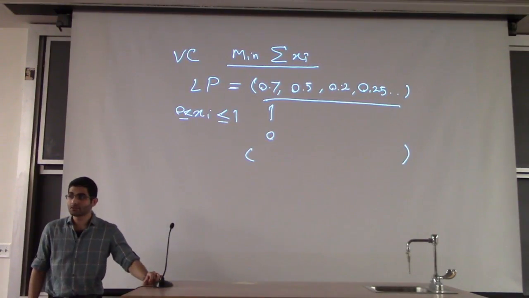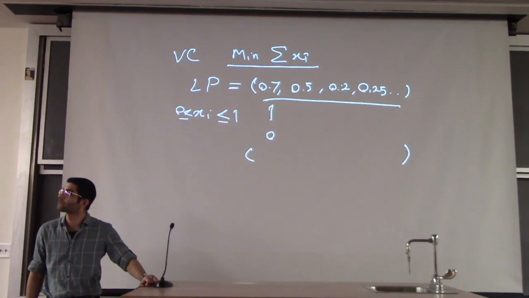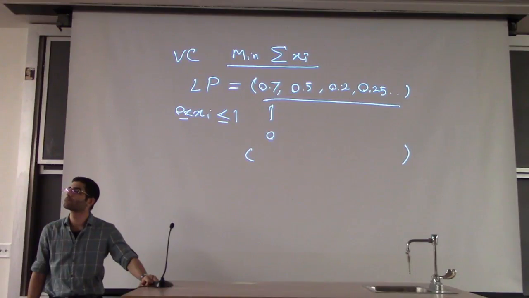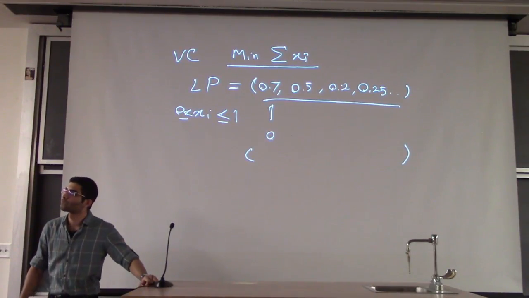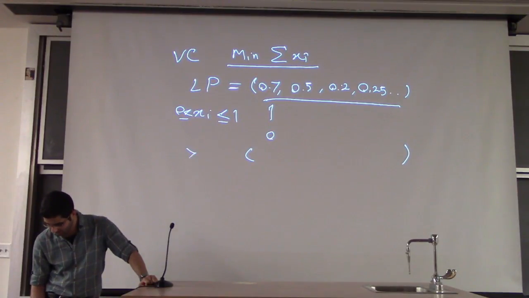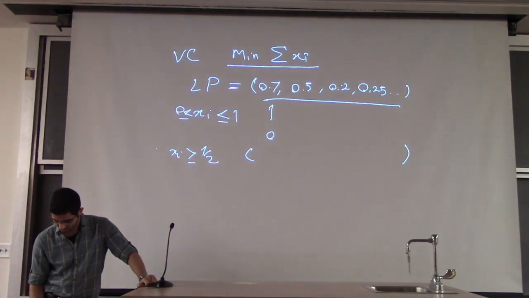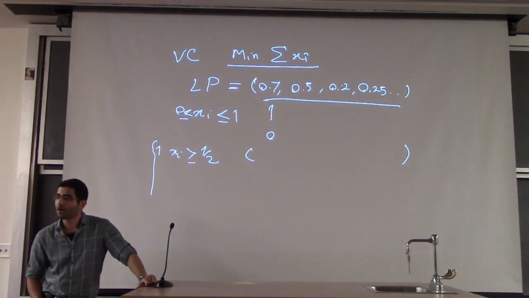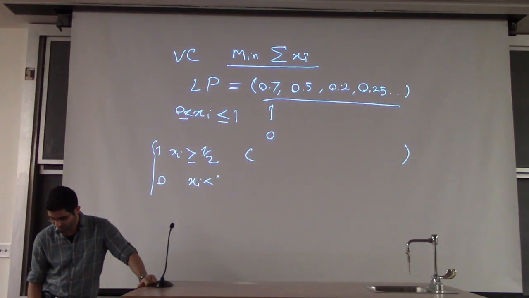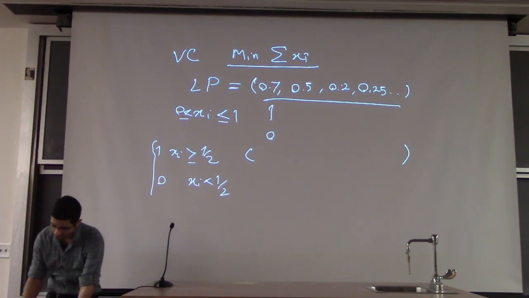So the minimum difference between the number and the integer, 0 or 1. So actually you are saying that if the value is greater than or equal to half, replace it with 1, and if it's less than half, replace it with 0, right? So why does this work?